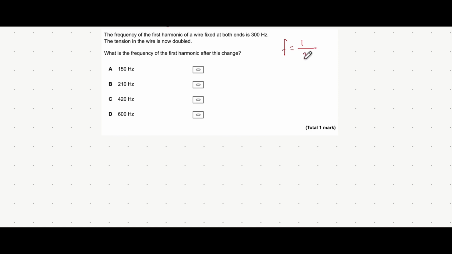So I'm just going to quickly write this equation out. F equals 1 over 2 times the length of a string multiplied by the square root of the tension of the string divided by the mass per unit length of the string. Let's have a look at how we can use it in this question.